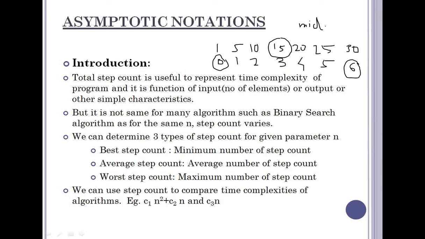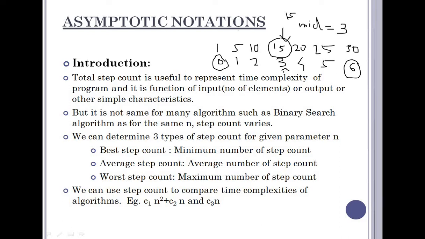So it is going to find 0 plus 6 divided by 2, that is 3. So we will go to location 3 and see whether the element is there at location 3. I want to search for 15. So in one comparison, that is one step count, I find the element 15.